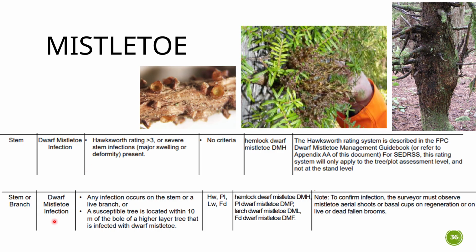Now, this last bullet right here is unique, where it influences your choice of free-growing trees, but it doesn't lead to any forest health reporting. It states that any susceptible trees within 10 meters of a higher layer infected tree cannot be taken as free-growing. So, if you have a mature hemlock with mistletoe, whether it's inside or outside of your plot or even the block, you then cannot take any understory hemlock as free growing within 10 meters of it.